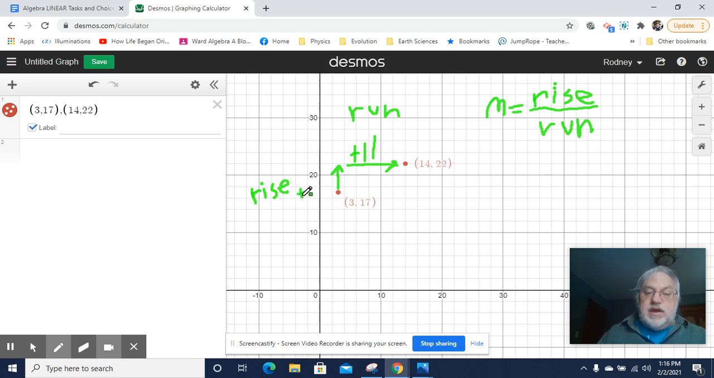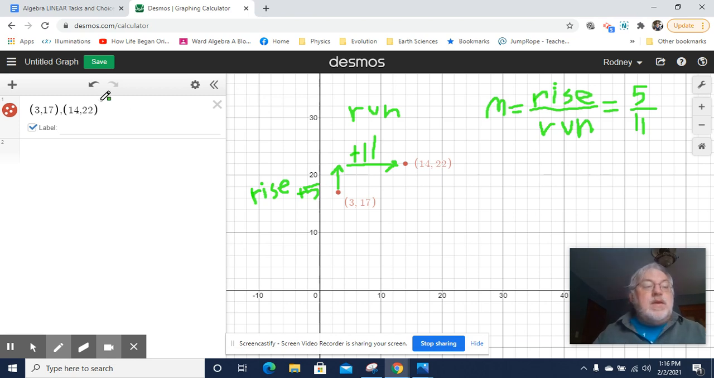So plus 5. Now, these numbers are reasonably close to each other, so we can kind of eyeball it. We can say, okay, what do I do to get from 17 to 22? I add 5. What do I do to get from 3 to 14? I'd add 11. Okay. And so I would end up, of course, over here with simply a slope of 5 over 11. And you might be tempted to turn that into 0.45454545 repeating or something like that. But I would recommend just leaving it as a fraction because it is currently set up for you to easily be able to graph things.